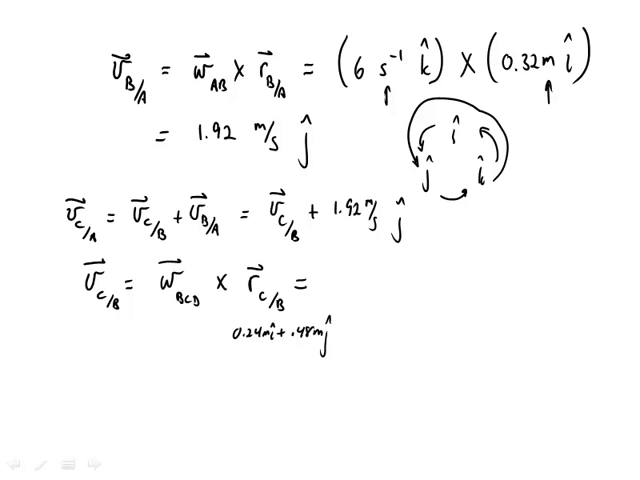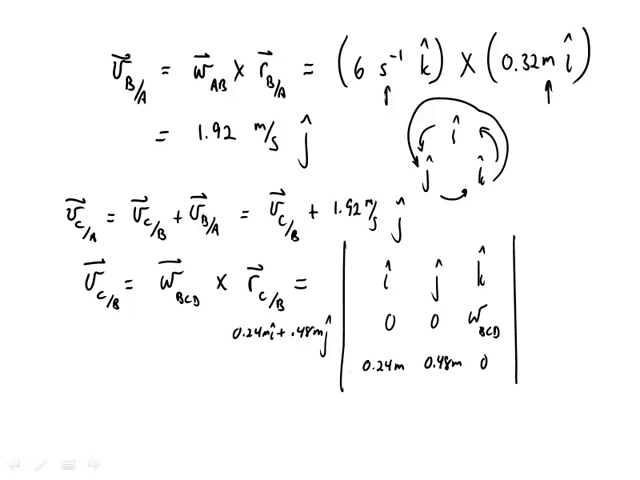Now I don't know what omega BCD is, but I do know it's got to be in the k hat direction. So if I write this out in determinant notation, the cross product becomes i j k along the top row, 0, 0, omega BCD in the second row, and in the third row I get 0.24 meters, 0.48 meters, and 0 meters. So there's my determinant.